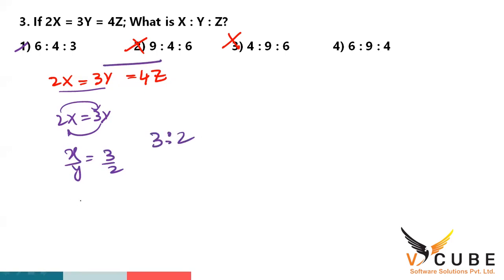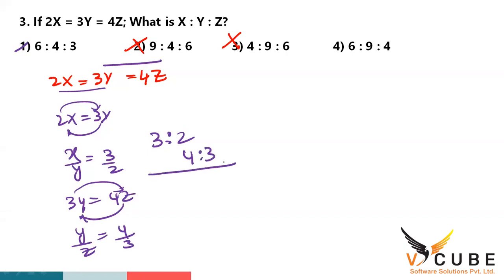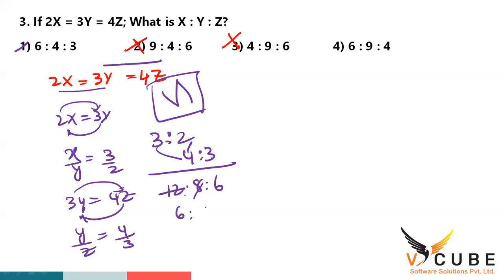Again take these two values. So 3y is equal to 4z. Bring z to this side, take 3 to that side. That means y by z is equal to 4/3. 4/3 means 4 is to 3. You already know the shortcut, right? Just remember this symbol. 4 3s are 12, 2 4s are 8, 2 3s are 6. Let me calculate. So 2 6s are, 2 4s are, and 2 3s are. The final answer is 6 is to 4 is to 3. The first option is the right answer.